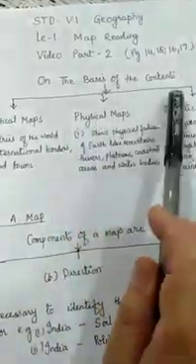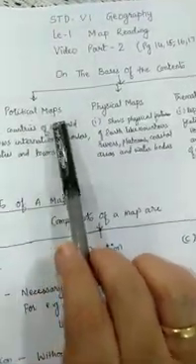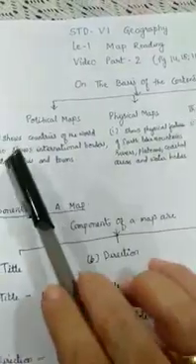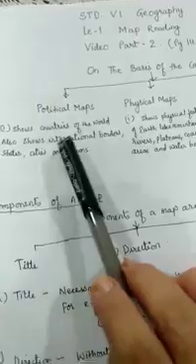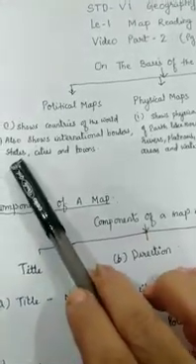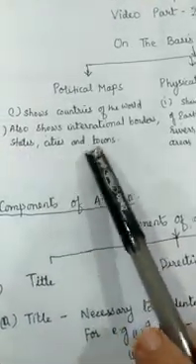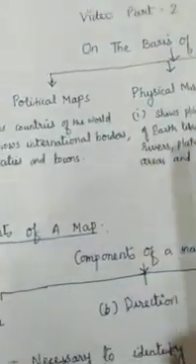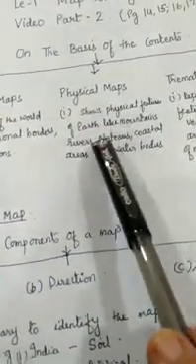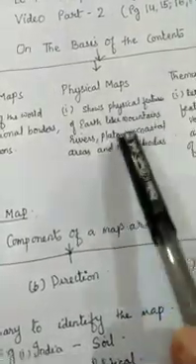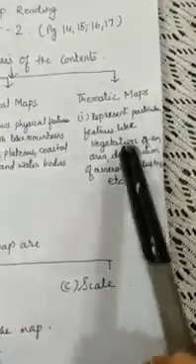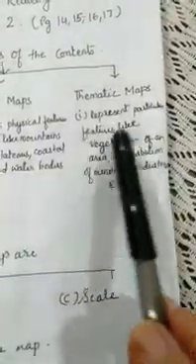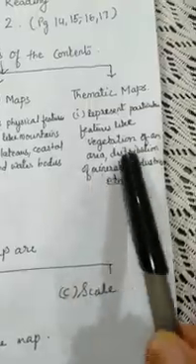On the basis of the contents, maps are divided into political maps, physical maps and thematic maps. Now what is a political map? The maps which show the countries of the world and also show the international boundaries, cities, states and towns. Now what are physical maps? The physical map shows the physical features of the earth like mountains, rivers, plateaus, coastal areas and water bodies. Thematic map. It represents particular features like vegetation of an area, distribution of minerals, industries, etc.